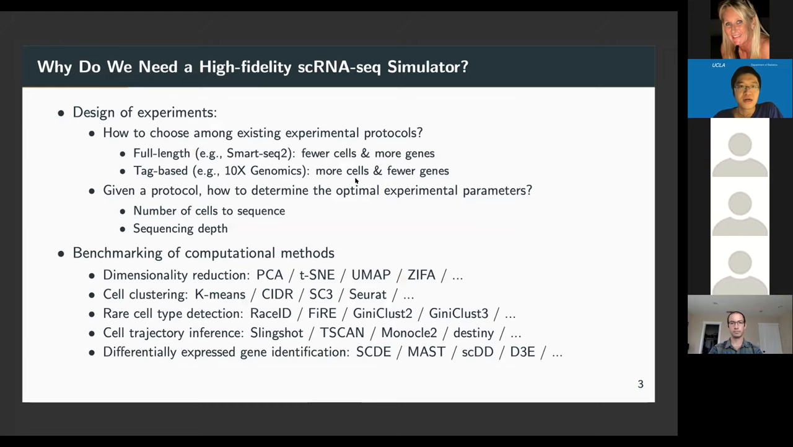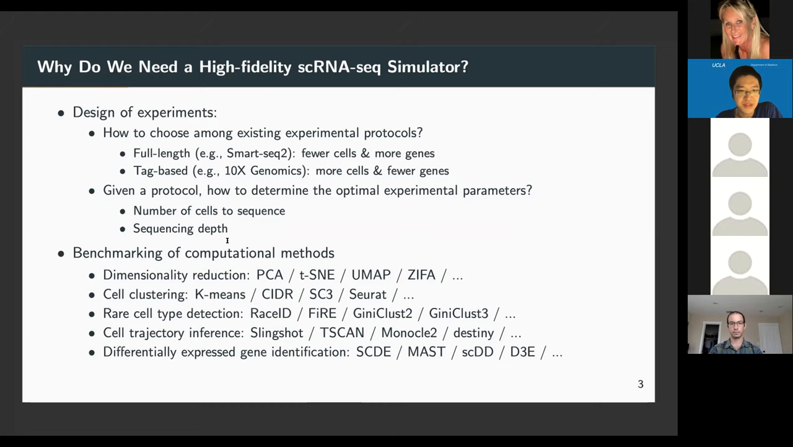So here is a brief summary. I've talked about this first category of problems, which is about experimental design. First we want to decide how to choose among existing protocols, for example, how to choose between full length or tag based. And then we have the question, given a protocol, how to determine the optimal experimental parameters, like the number of cells to sequence and sequencing depth.